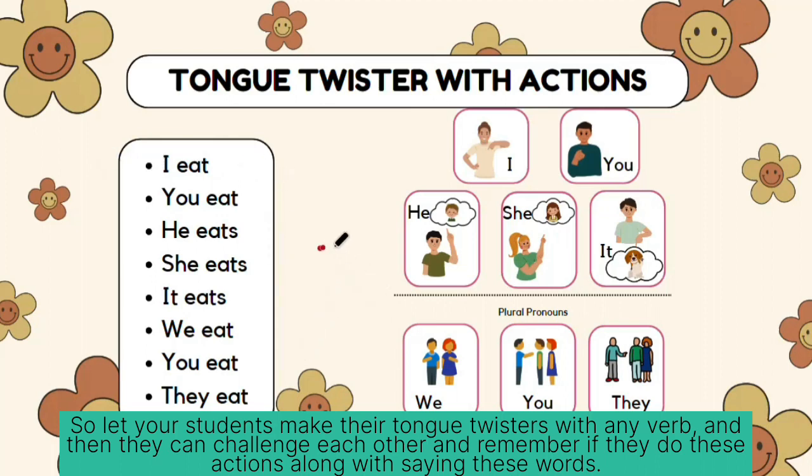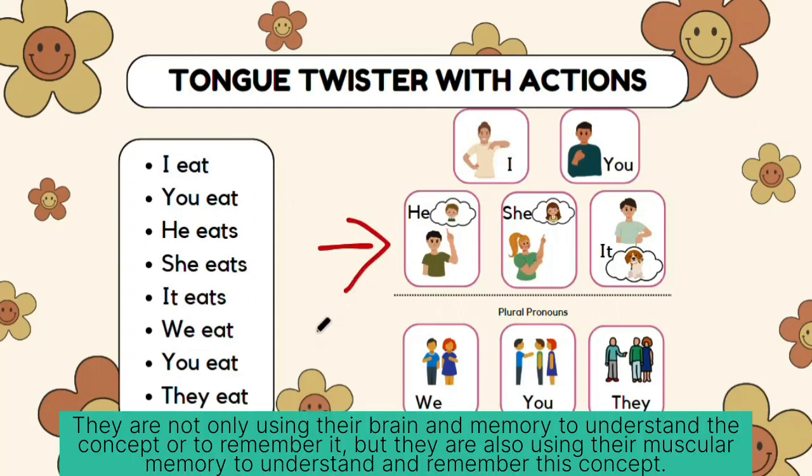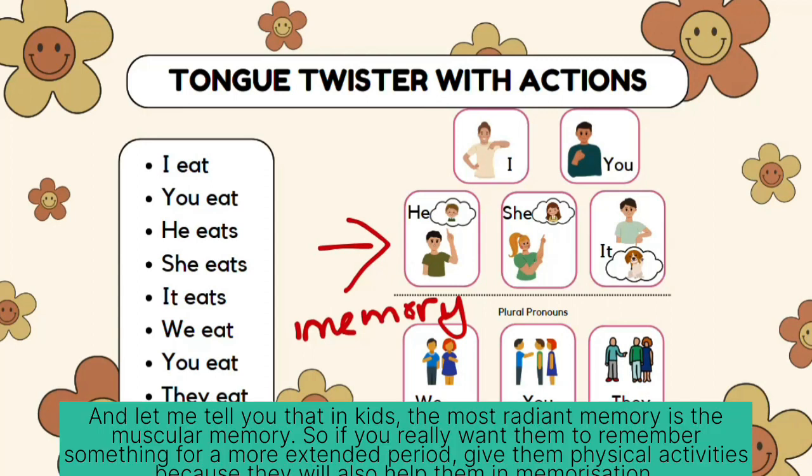And remember, if they do these actions along with saying these words, they are not only using their brain memory to understand the concept or to remember it, but they are also using their muscular memory to understand and remember this concept. And let me tell you that in kids, the most radiant memory is the muscular memory. So if you really want them to remember something for a longer period of time, give them physical activities because they will help them in memorization as well.